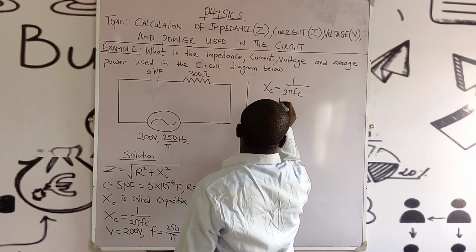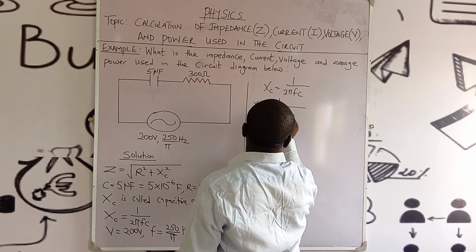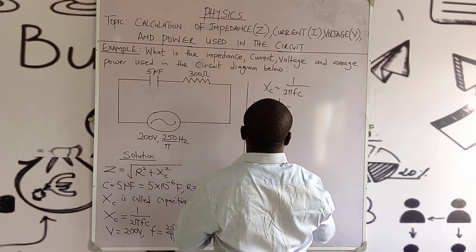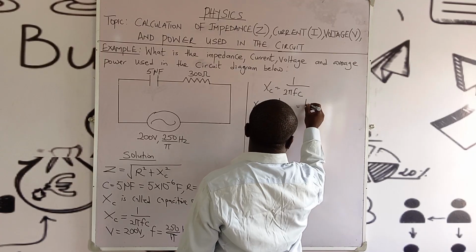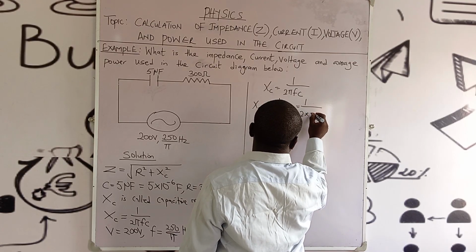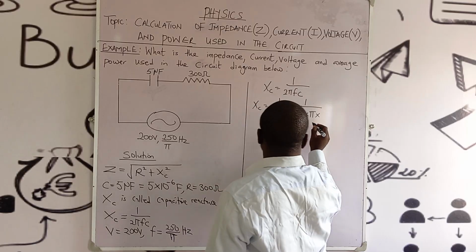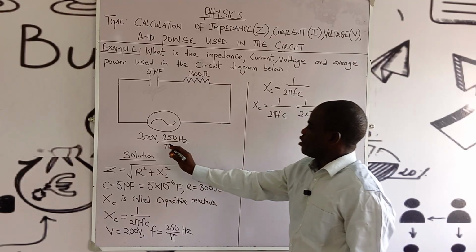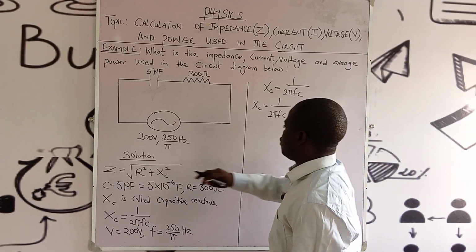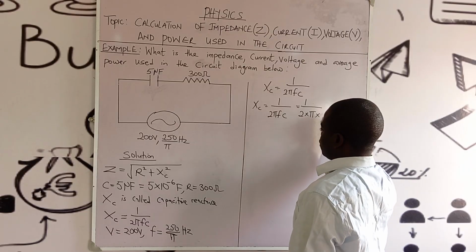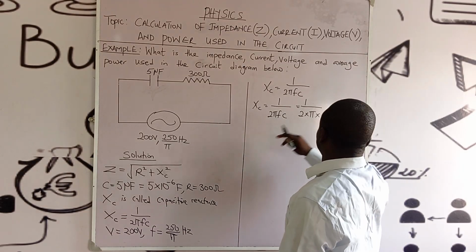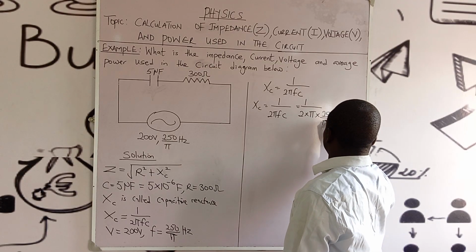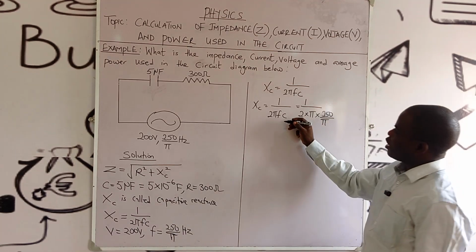XC now equals 1 over 2 pi FC, which is equal to 1 over 2 times pi times frequency. And see, the unit of frequency is hertz. You can see the comma separating the PD from the frequency. The voltage is separated from the frequency with this comma. Okay, that's 250 over pi. What's the capacitor?